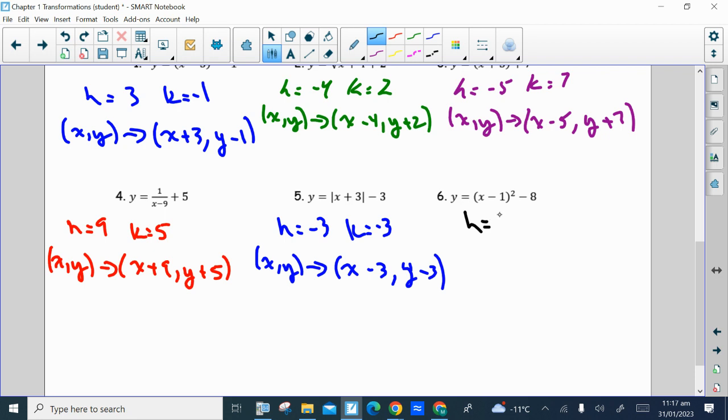And for number 6, whatever happens to the x happens to the x minus h, in this case squared. Value of h is the opposite of what it appears to be. So that'll be a positive 1. K is negative 8. If h is positive 1, you're going to go to the right one. You're going to add 1 to all the x values and subtract 8 from the y values.